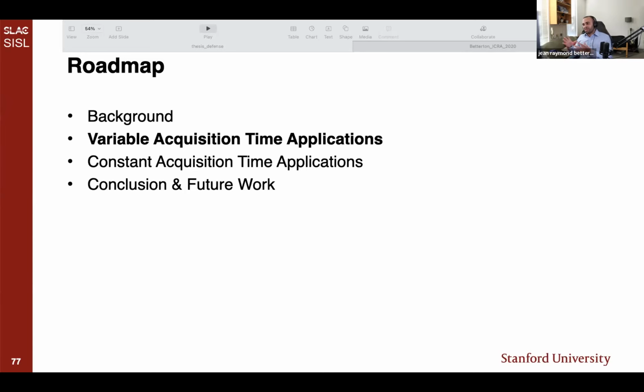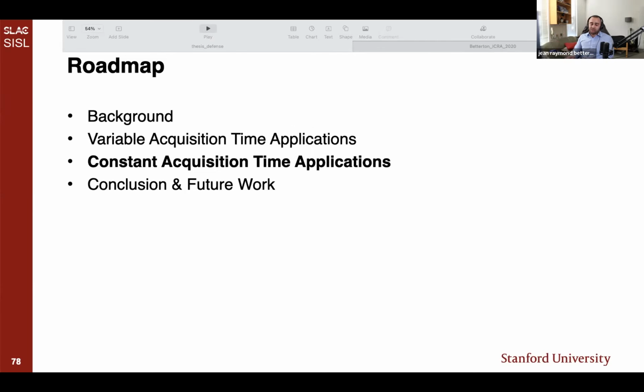So now we're going to switch from that very complex scenario to one that's a little bit more simple, but still challenging in its own way, which is that we're going to restrict our choice to constant acquisition time, and we're going to focus only on the location of the measurements.